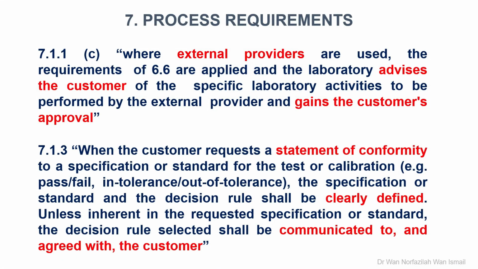Clause 7.1 Review of requests, tenders, and contracts. The laboratory shall have a procedure for the review of requests, tenders, and contracts. The procedure shall ensure that the requirements are adequately defined, documented, and understood, and that the laboratory has the capability and resources to meet the requirements. Where external providers are used, the requirements of Clause 6.6 are applied, and the laboratory advises the customer of the specific laboratory activities to be performed by the external provider and gains the customer's approval.